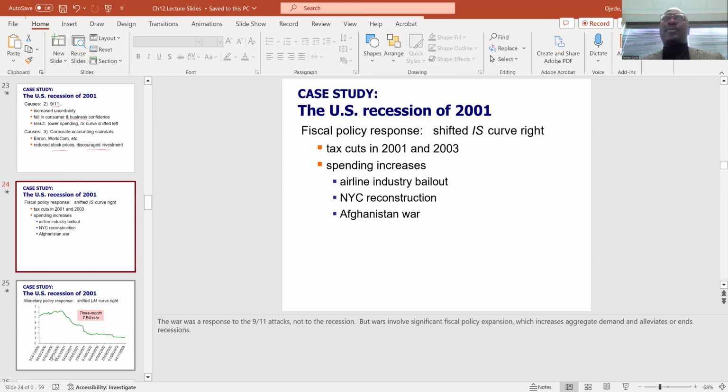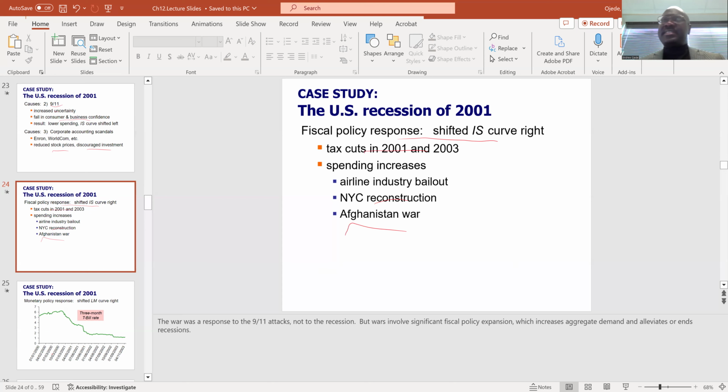So here was the response by the government when we were hit by terrorist attacks. Congress increased government spending for what was needed for New York City reconstruction projects. The Afghanistan war, that means more spending. We had to go and start looking for the terrorists who attacked us. And then the government also gave tax cuts to keep the economy moving.